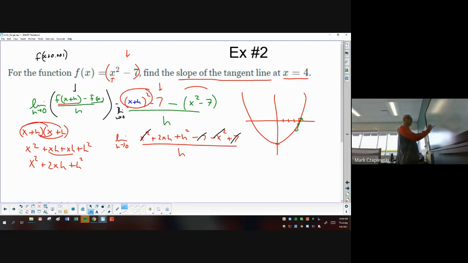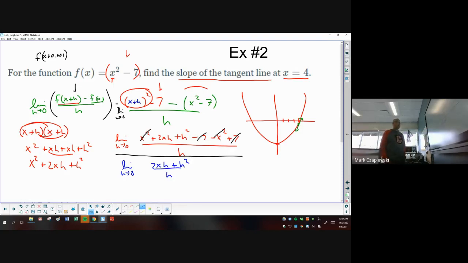We've been doing this for weeks now, so you can see how that all works. So then I'm going to be taking the limit as h approaches 0 of what's left: 2xh plus h squared over h. Well, if I plug in my 0 right now, I still get an undefined, a 0 on the bottom. So I'm going to fix that by factoring.